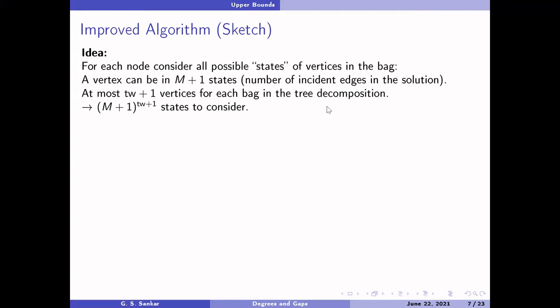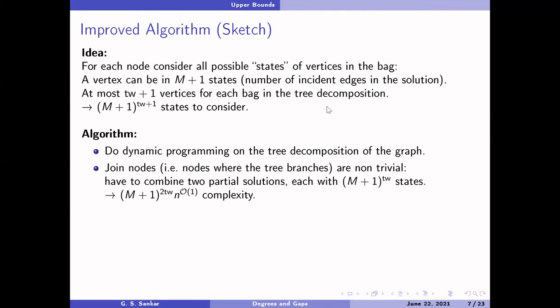And observe that that can be at most m+1 states, right? So we only need to keep track of whether the degree of the vertex is between 0 and m. If it's more than m, then we're fine. I mean, it can never be part of a solution. So we can ignore those states. And if you look at any one bag, if it has t many vertices, then we have to store m+1 to the t states. And that's what basically we'll be doing. We'll be doing dynamic programming. We'll keep track of this and go upwards.